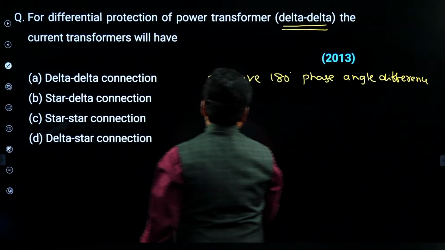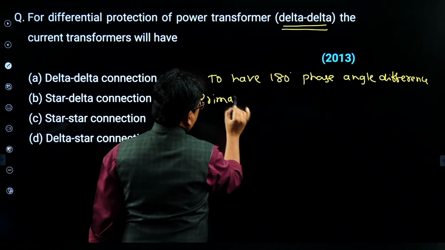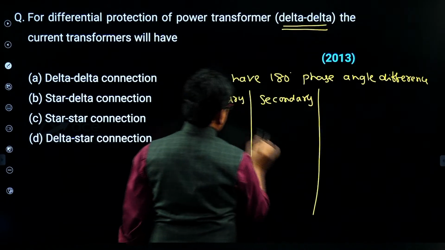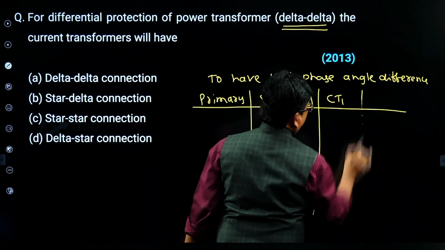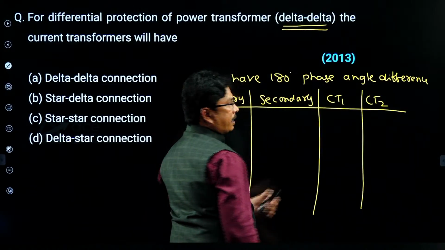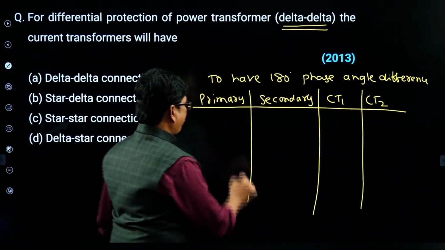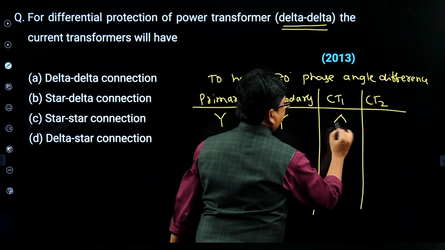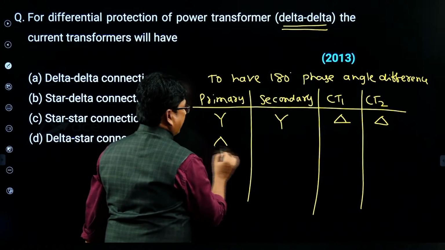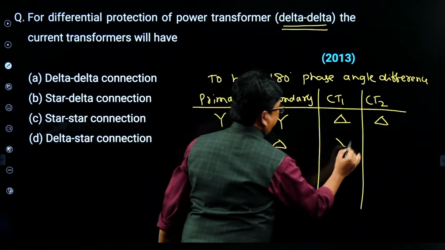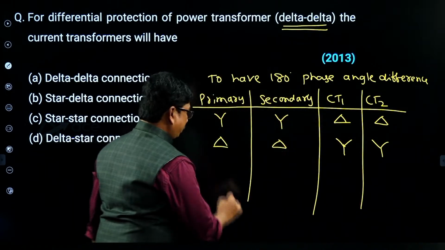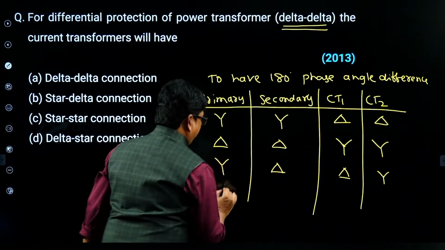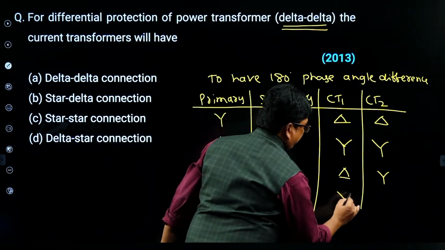Right, students? Whenever primary and secondary of transformers are there, this is CT1 and this will be CT2. CT1 is the primary side CT, CT2 the secondary side CT. Whenever star star connection of transformer is there, CT1 and CT2 are delta delta. Whenever delta delta connected transformer is there, CT1 and CT2 are star star connected. Whenever star delta connection is there, here we are having delta star connection. Whenever delta star connection is there, here we are having star delta.